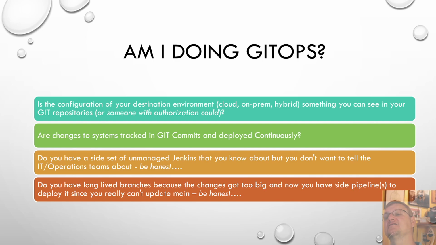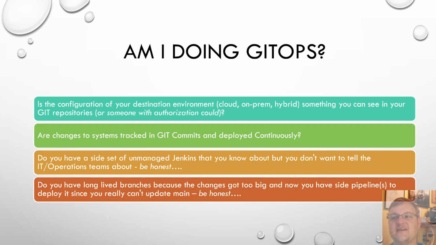So a question you might ask yourself is, am I already doing GitOps? Maybe I'm doing GitOps. Is the configuration of your destination environment, your cloud, on-prem, hybrid, something you can see in your Git repository or somebody with authorization could? Are changes to systems tracked in Git commits and deployed continuously?